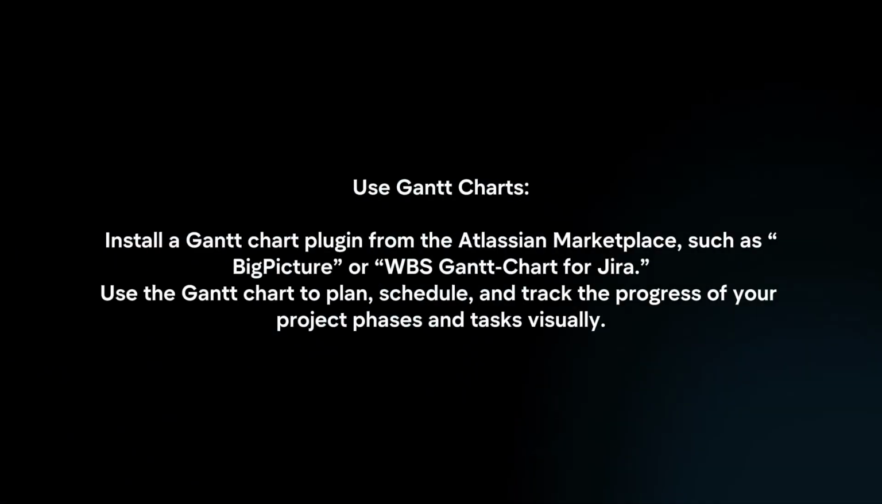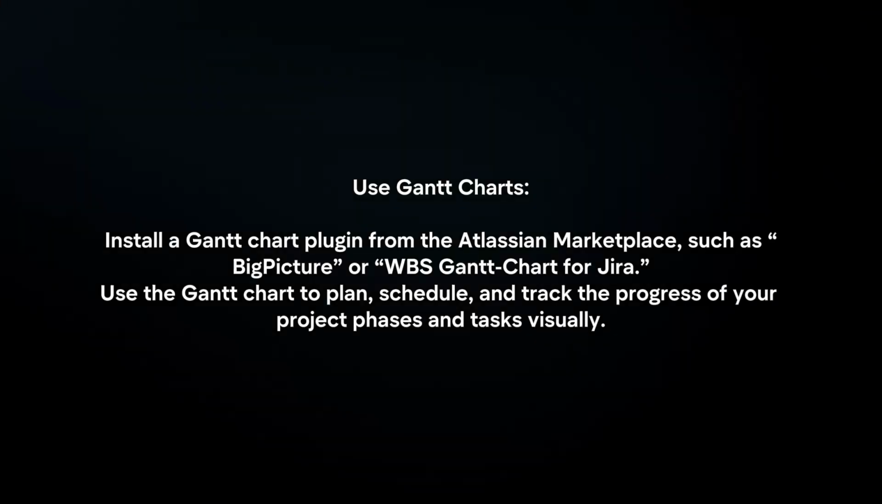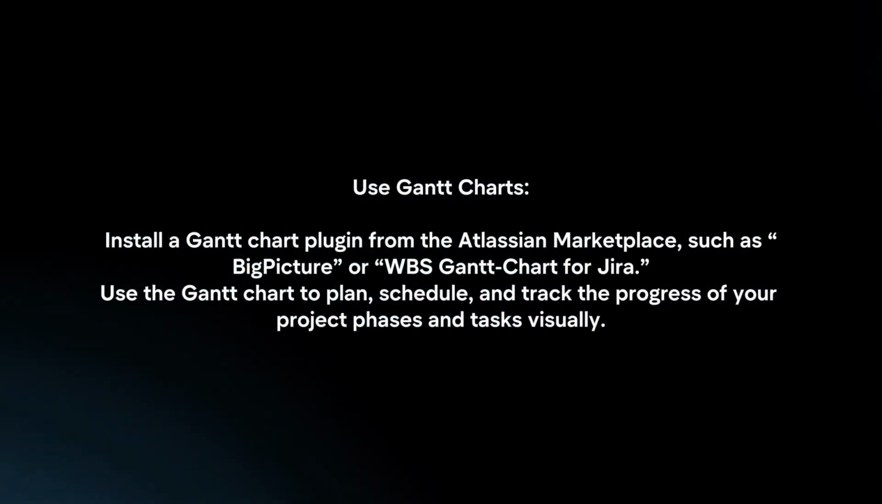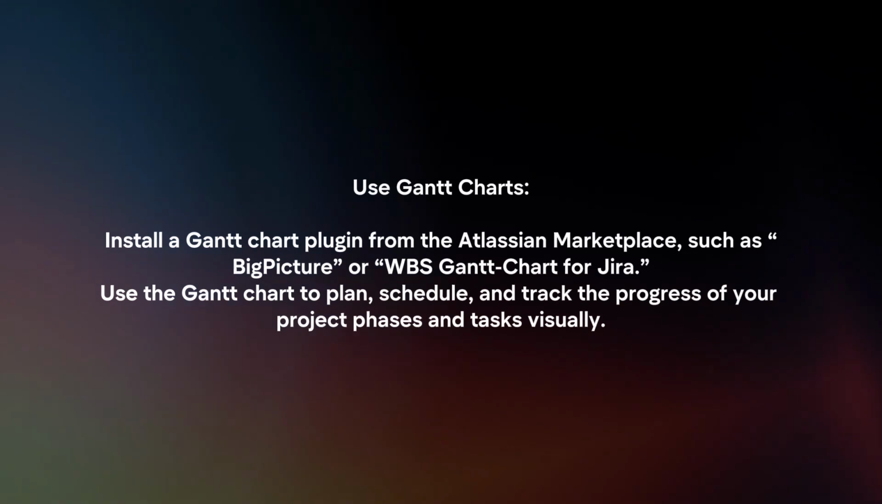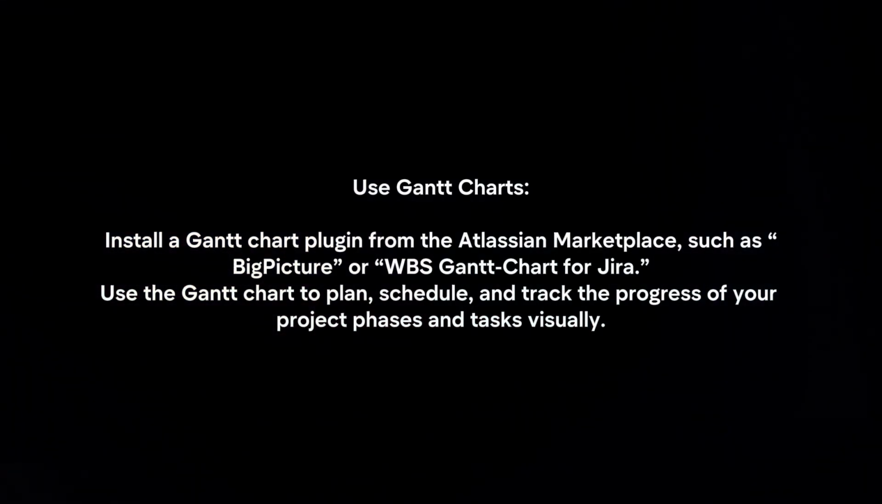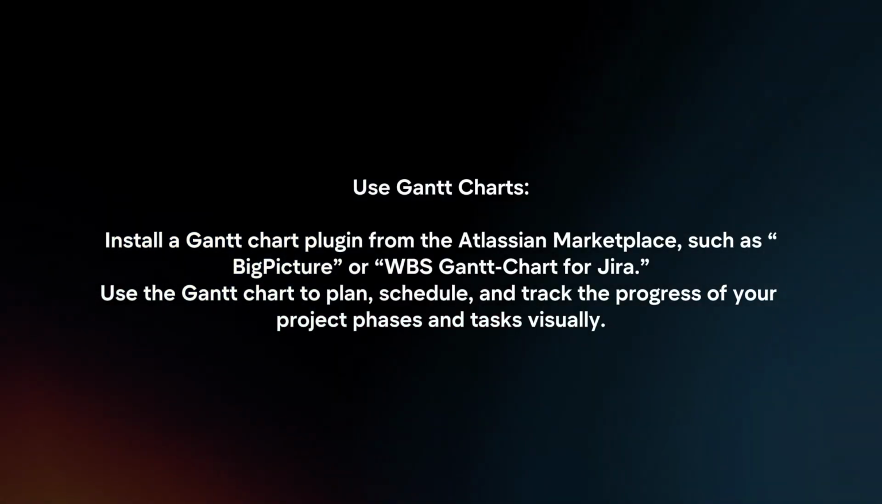Use Gantt charts. Install a Gantt chart plugin from the Atlassian marketplace, such as Big Picture or WBS Gantt chart for Jira. Use the Gantt chart to plan, schedule, and track the progress of your project phases and tasks visually.